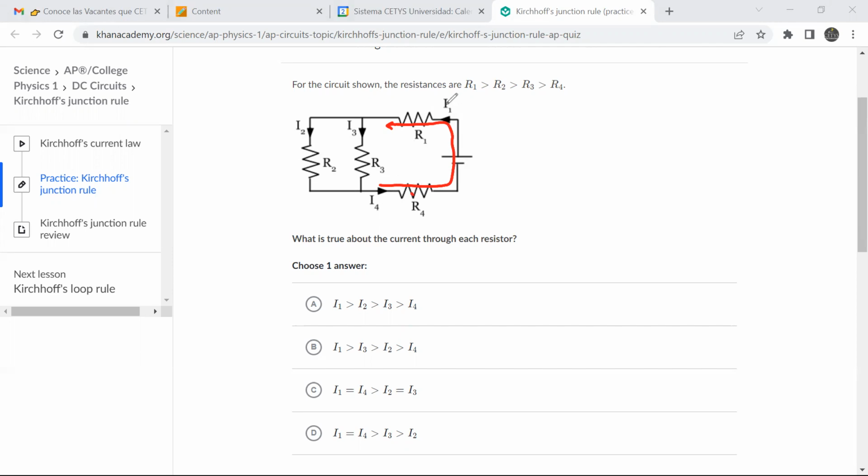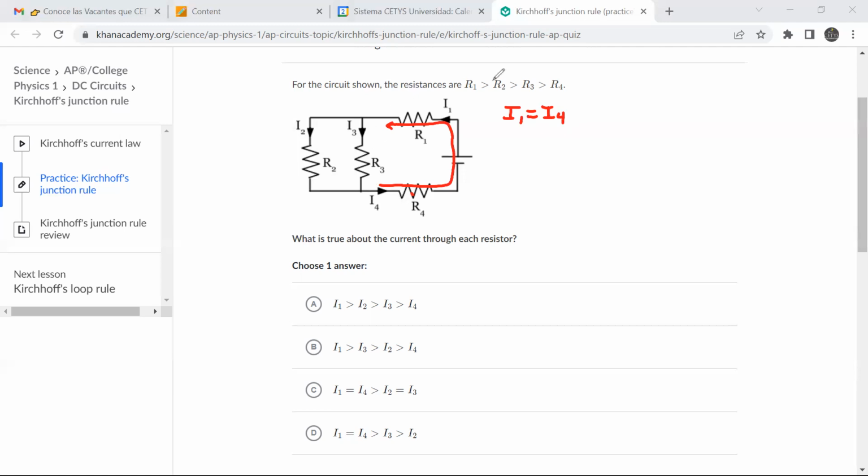So what can we say about I1 and I4? These are things we know. We'll get to the answers in a moment. I know that I1 is equal to I4. That's something I know.